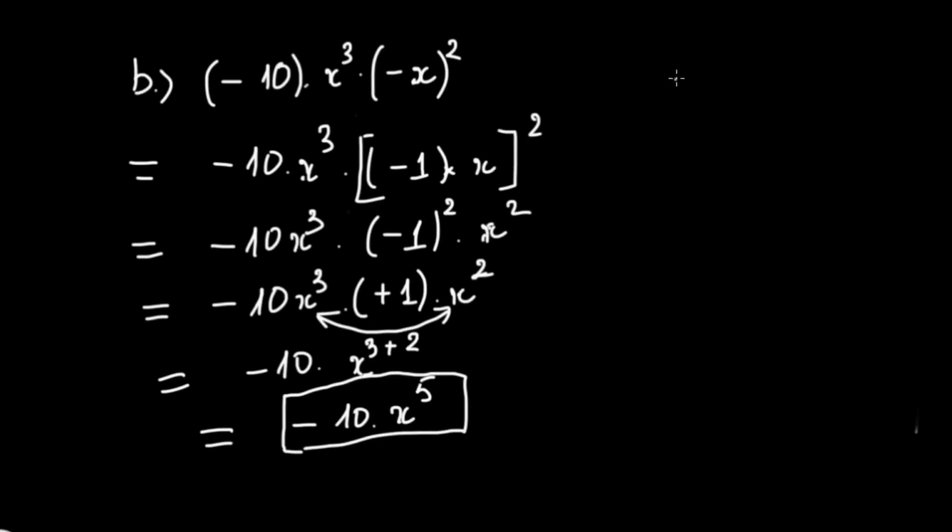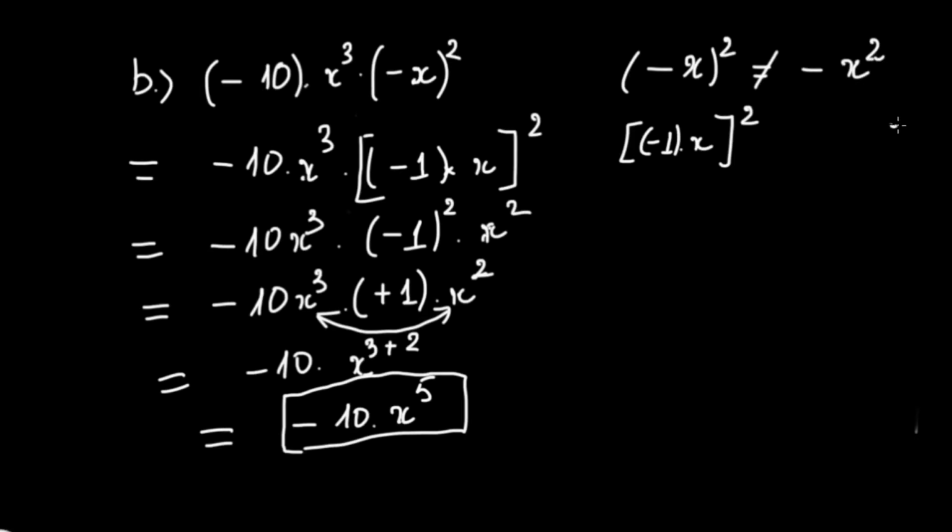Also, I want to remind you, negative x squared will be different than negative x, with the negative sign inside the parentheses, squared. Why? Because let's see on the left hand side, what do we have? On the left hand side, we see this is negative 1 times x, right? Raised to the power 2. And on the right hand side, we see x times x, right? x times x, and you put a negative sign right here.